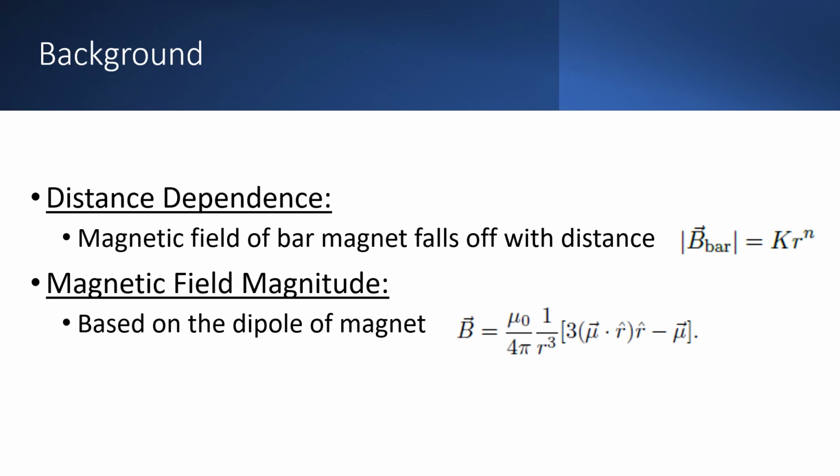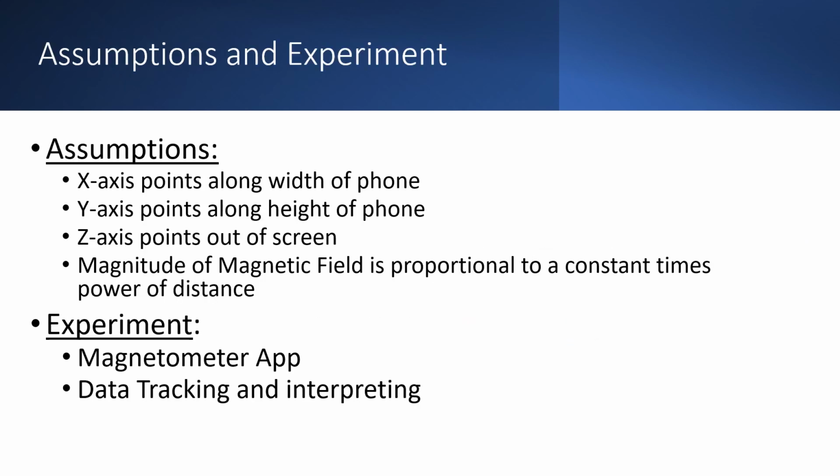The magnetic field magnitude also is based on the dipole moment of the magnet and is represented by the second equation on the screen. A few assumptions were made during the experiment. First is that the x-axis points along the width of a phone, the y-axis points along the height of the phone, and the z-axis points out of the screen as well. Lastly, the magnitude of the magnetic field is proportional to a constant times a power of distance. This experiment was also completed using a magnetometer app and data tracking and interpreting from the data on the app.